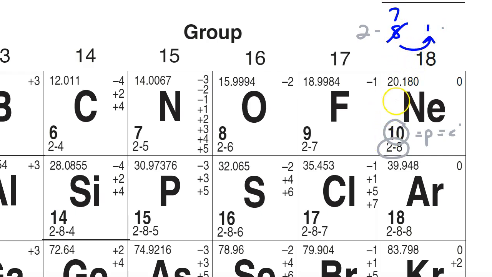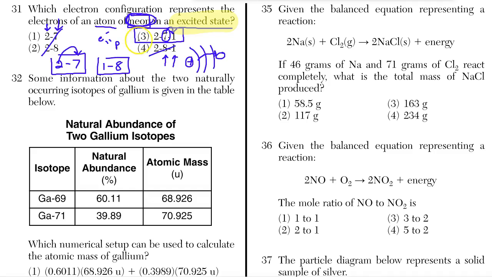So there could have been another choice that was excited, but if it has to be neon and if it was an atom, we know that it had to have the excited configuration of 10 electrons. And of course 2-7-1, which is the choice, had 10 electrons. Just making sure we're aware of that. So 31 is definitely 3.